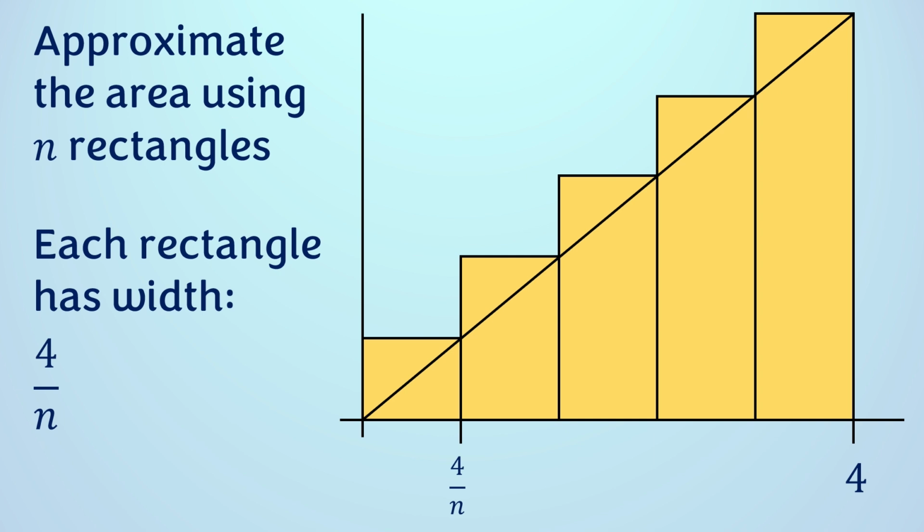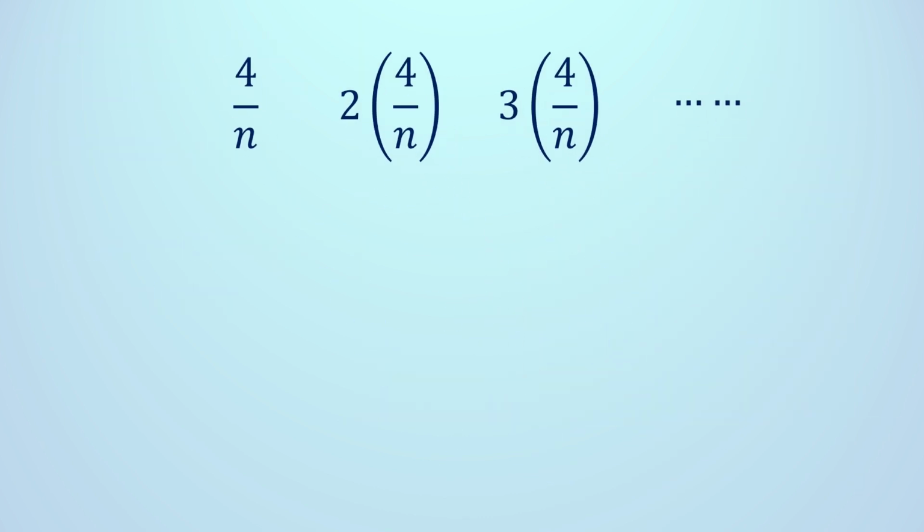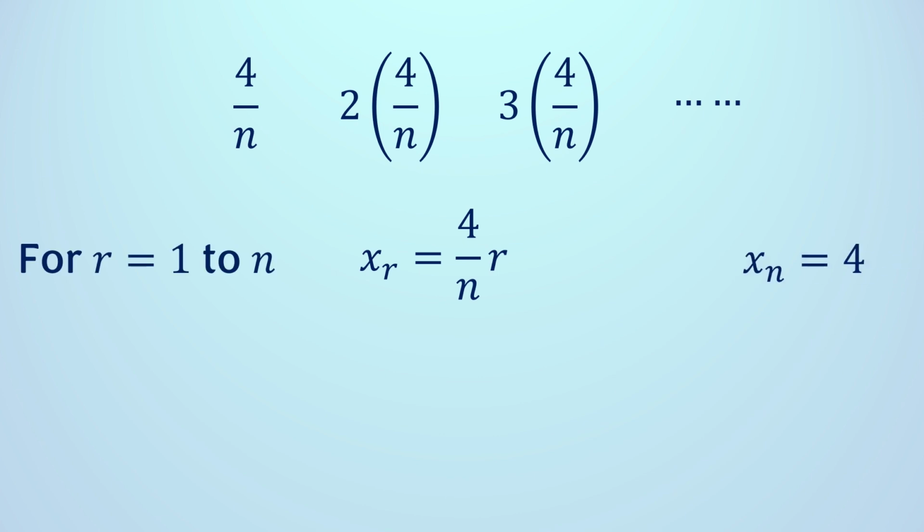And then the second rectangle's right-hand side is at 2 lots of 4 over n, 3 lots of 4 over n, and so on and so forth, all the way until we get to the last rectangle whose right-hand side is at 4. Therefore, we can find the r-th term rule for this sequence, which would be 4 over n lots of r, running from r equals 1 all the way to n, which conveniently means if you were to plug n into this formula, you would end up with just what we want, which is that the nth rectangle is at x equals 4.